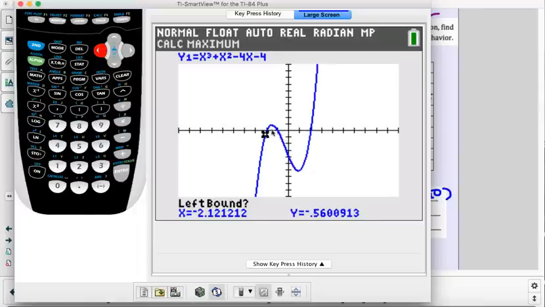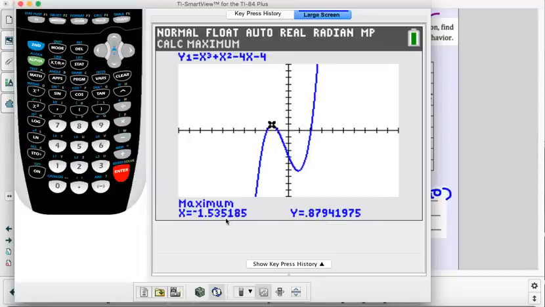So move to the left. Okay, am I to the left? Well, there's my point. Yes. So hit enter. Then now I have this and I want to move to the right of it. So move over to the right of my maximum. Okay, is my cursor to the right? Yes, hit enter. And then it wants a guess. You can move closer to the point, or if you hit enter, it will also tell you. So here is my maximum. My x value is negative 1.535, and my y is 0.879.